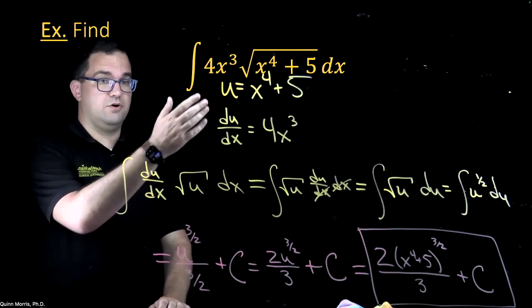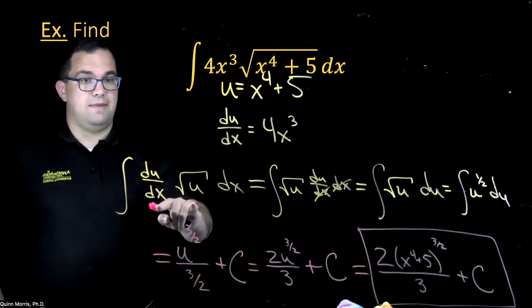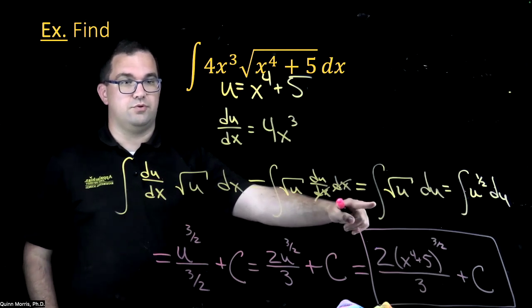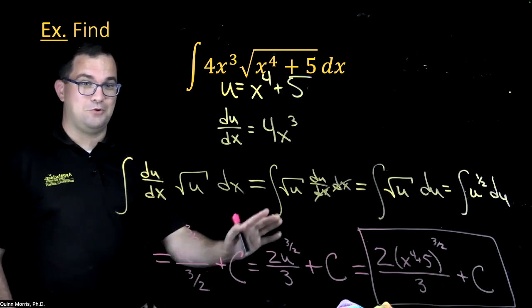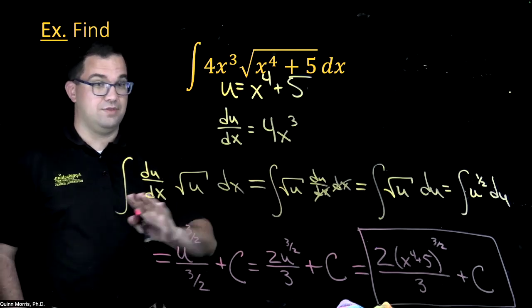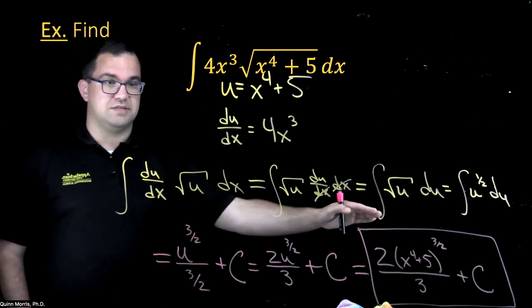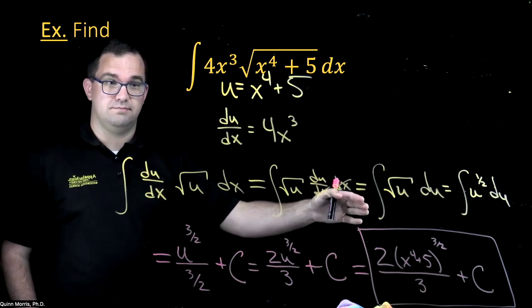First, we identified a function and its derivative sitting inside of our integrand. By making that substitution, we were able to reduce our integral to something that was only in terms of u. If there are x's still floating around, and we'll see how that could happen later, then we haven't made a valid substitution. But in this case, because I've reduced everything to being in terms of u, this is a good substitution.